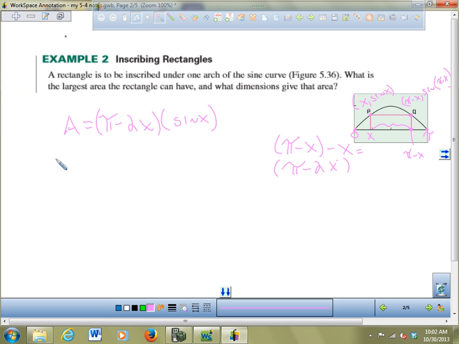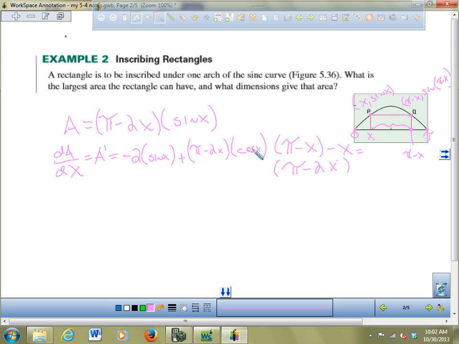Okay, so then we're going to find the derivative of the area, because that's the thing that we're trying to maximize. dA/dx, or A prime with respect to x. I have to apply the product rule, right? So what's the derivative of the first thing? -2 times sine of x, plus pi minus 2x times cosine of x. And then you want to see where that thing is equal to 0.